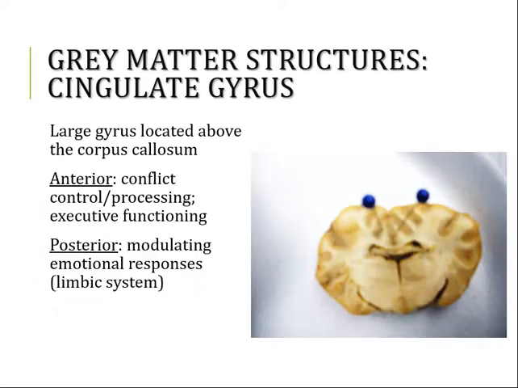Moving on to the cingulate gyrus, which is a gray matter structure. It's located right above the corpus callosum, as you can see. I apologize for the blurry image. Our anterior cingulate gyrus is responsible for conflict control and processing and executive functioning, and the posterior cingulate gyrus modulates emotional responses as part of the limbic system with the amygdala.